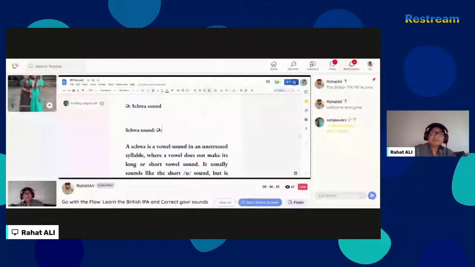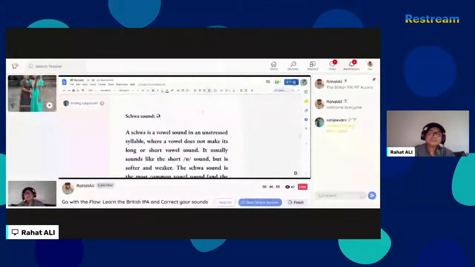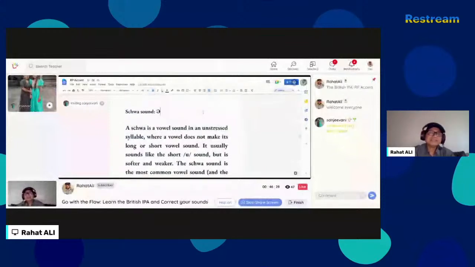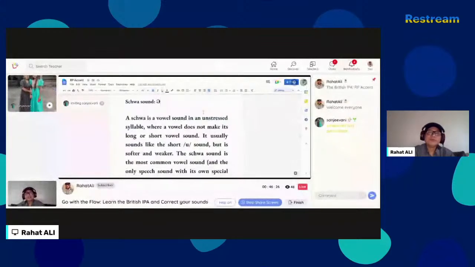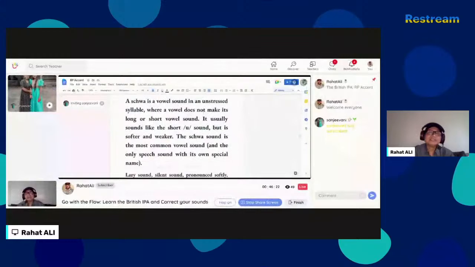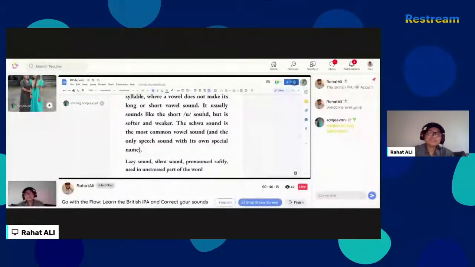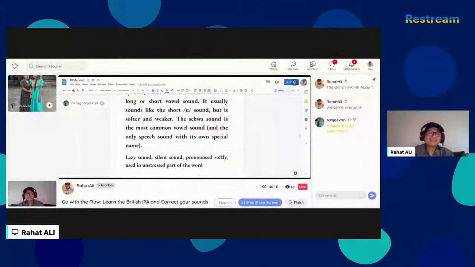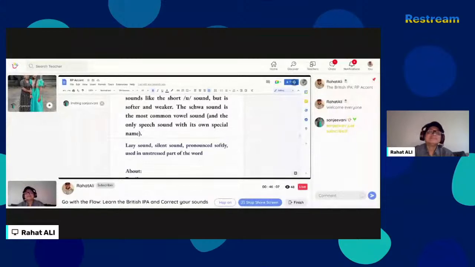Okay, this symbol is called the schwa sound symbol. The schwa sound is a vowel sound in an unstressed syllable where a vowel doesn't make its long or short vowel sound. It usually sounds like the short uh sound, but is softer and weaker. The schwa sound is the most common vowel sound and the only speech sound with its own special name. As you can see, it's called schwa.